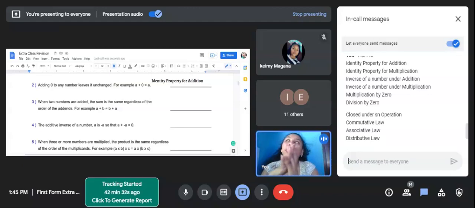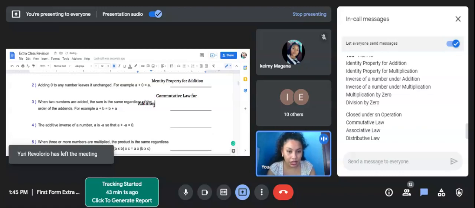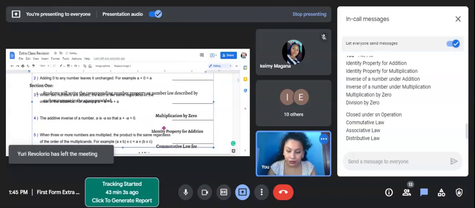Very good. Now, commutative. Remember commutative? We were talking about it just now, and we said that it doesn't matter the order. If I have 2 plus 3, it is the same thing as 3 plus 2. So this is what it is saying when it says a plus b is equal to b plus a. Right? So let me write commutative law for addition, just to be a little bit more specific.